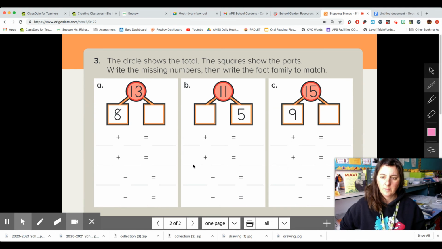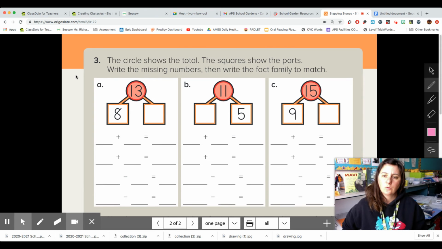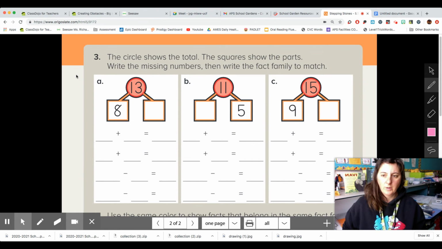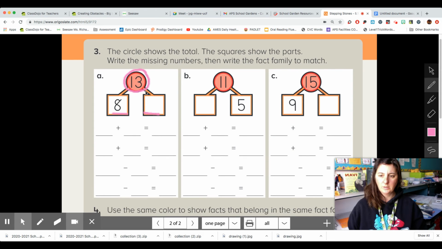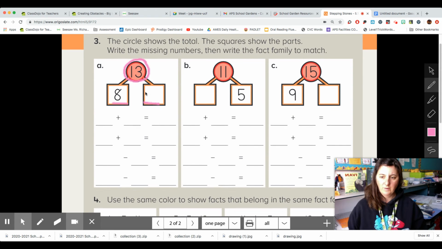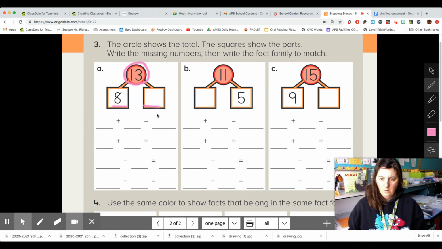And on the second page for number 3, the circle shows the total, the squares show the parts. Write the missing numbers, then write the fact family to match. So you're given your total here, 2 parts here. Here for this one, the total is 13. You're going to write the whole fact family for this one. So for the addition equations, our total is going to go here at the end, 13. And then for the subtraction equations, that's our largest number. So that's what both of them are going to start with.